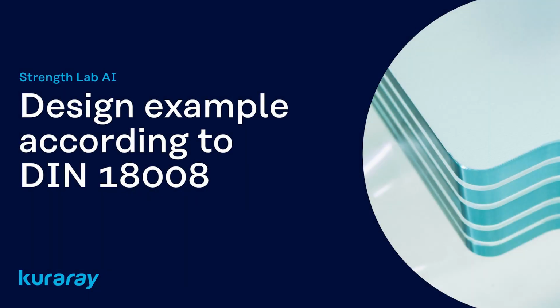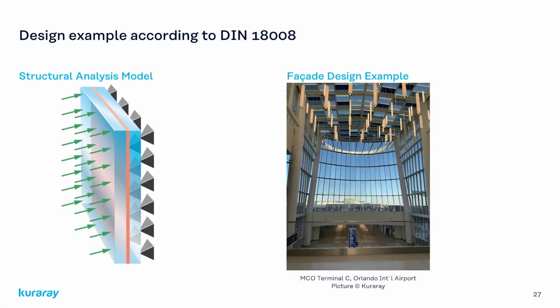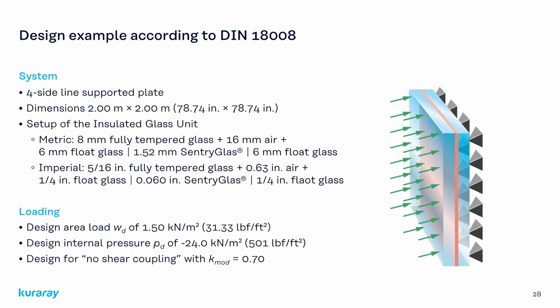Our last design example is concerned with the German DIN standard. Now imagine we want to design a plate-like glass structure. For that, we will assume this four-side line-supported glass plate as a structural analysis model. The system here consists of this four-side line-supported plate with dimensions of 2 by 2 meters.